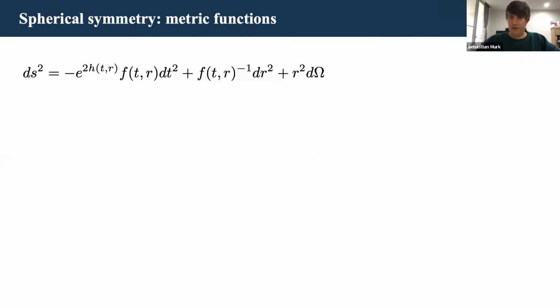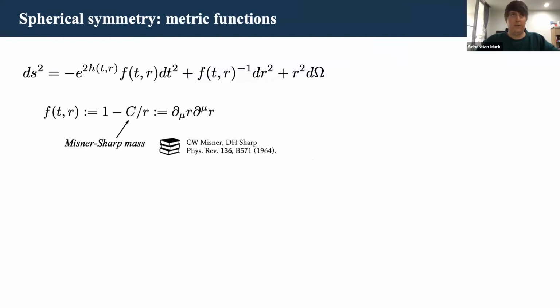We also work in spherical symmetry, and a generic spherically symmetric geometry is described by the infinitesimal line element that I've written down here, where this function f is defined as 1 minus c over r. And this function c you're probably familiar with. It's the Misner-Sharp mass. And this is a very convenient definition of the mass because it's invariant, so it will be the same across different coordinate systems.